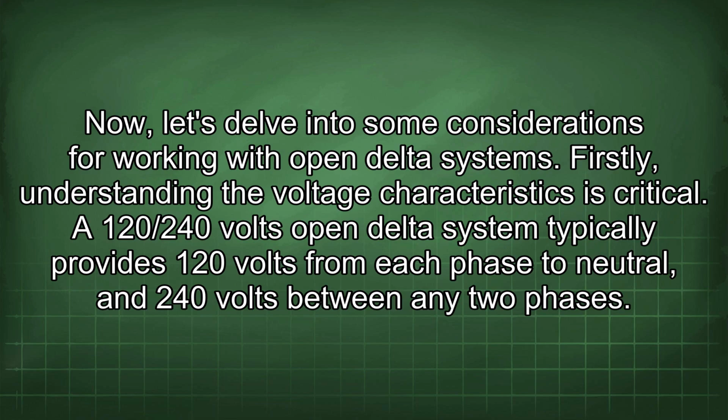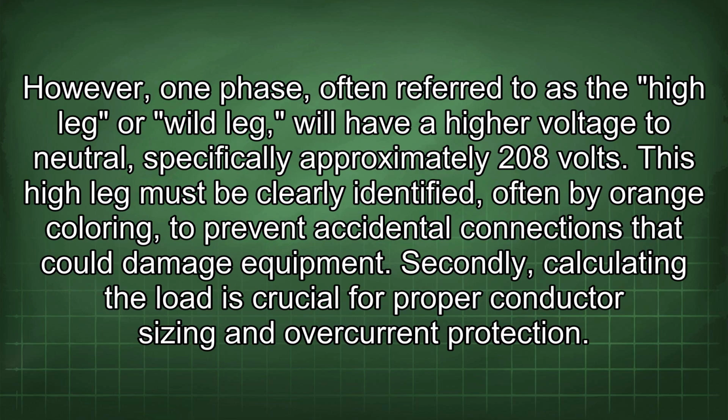Firstly, understanding the voltage characteristics is critical. A 120/240 volts open delta system typically provides 120 volts from each phase to neutral, and 240 volts between any two phases. However, one phase, often referred to as the high leg or wild leg, will have a high voltage to neutral, specifically approximately 208 volts. This high leg must be clearly identified, often by orange coloring, to prevent accidental connections that could damage equipment.